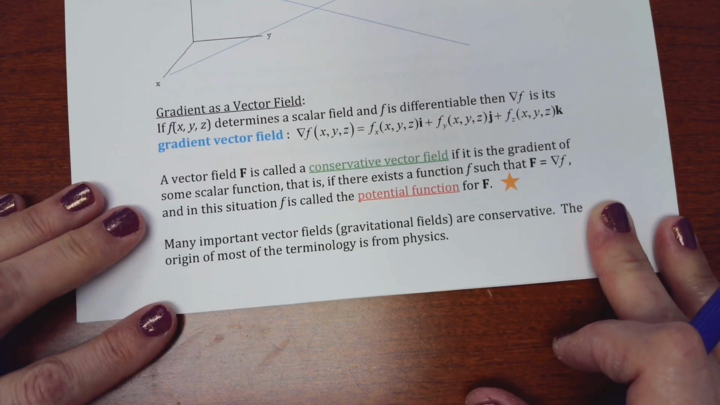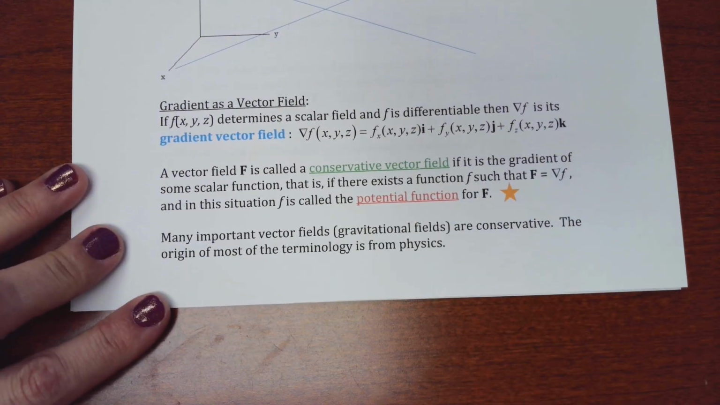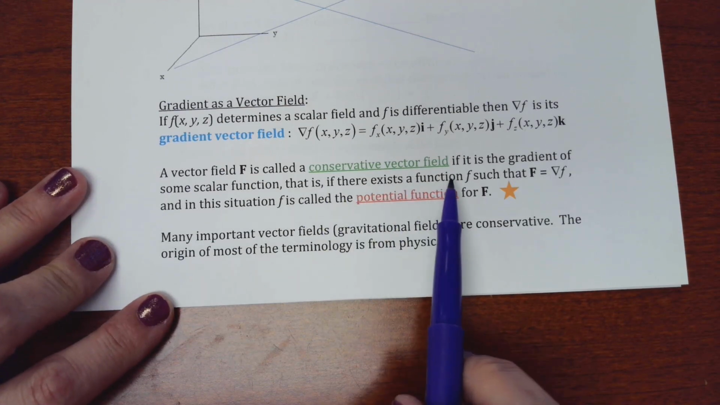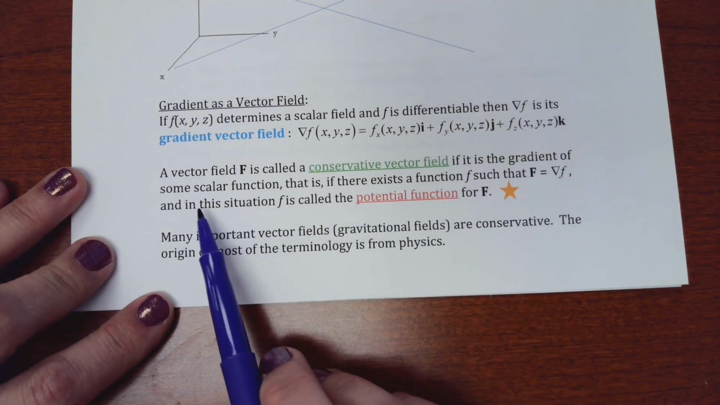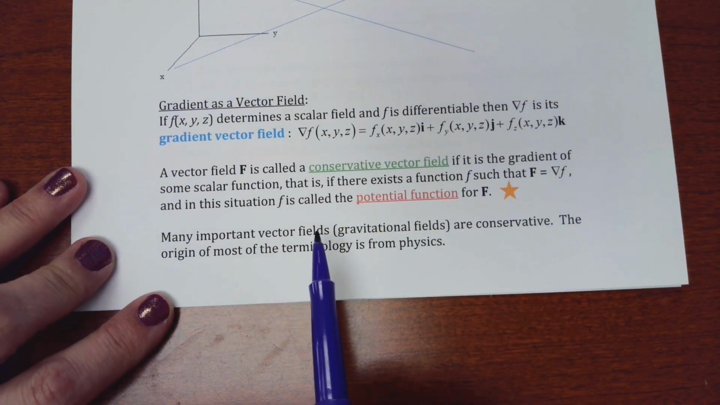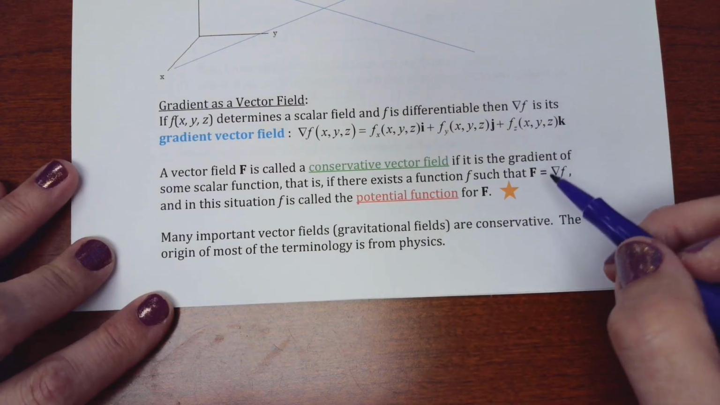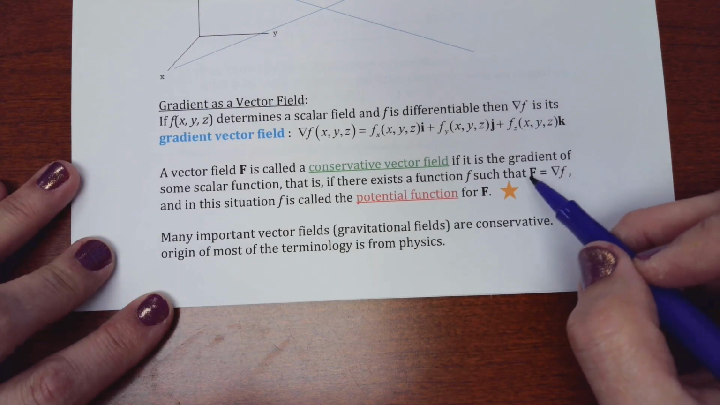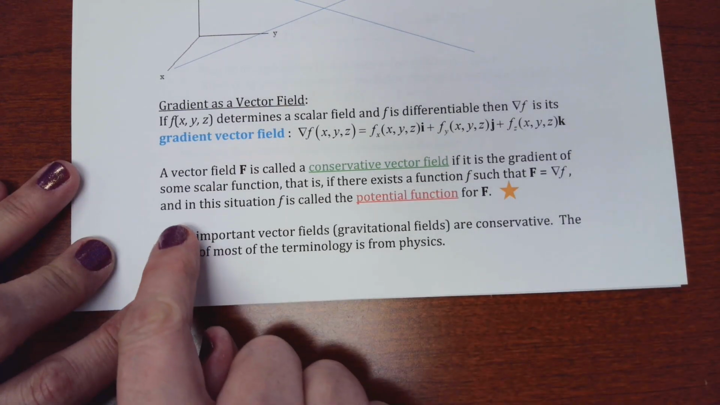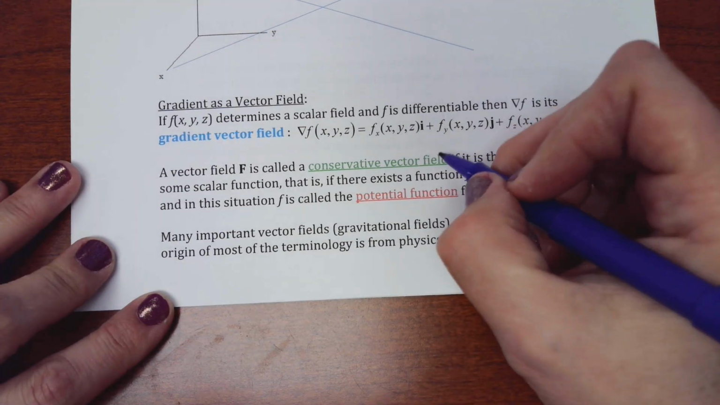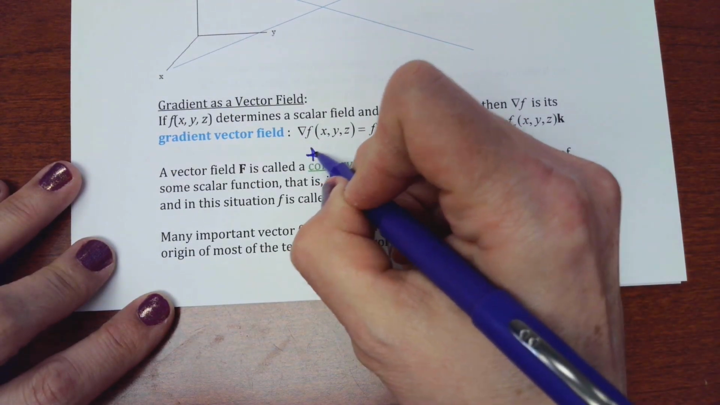Let's read through this. This is going to be important to us later, not so much now. A vector field F is called a conservative vector field if it is the gradient of some scalar function. That is, if there exists a function f such that you can do del f on that function, and in this situation, f is called the potential function. This is the definition that we're going to need later.